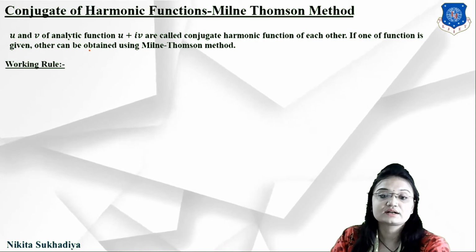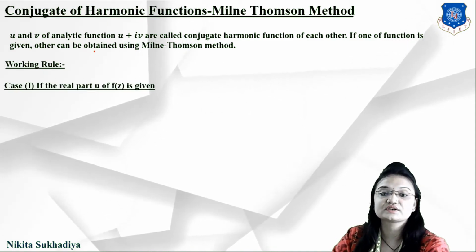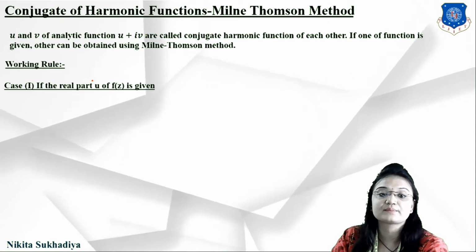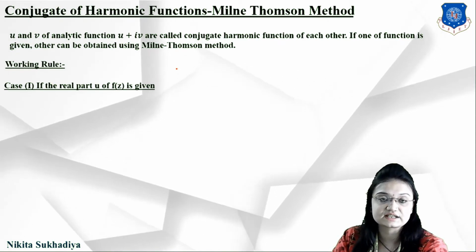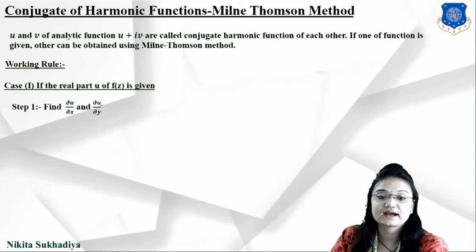Okay, so let's understand what is the working rule of Milne-Thomson's method. First one is case number 1. If the real part u of f of z is given, then step number 1, find del u by del x and del u by del y.